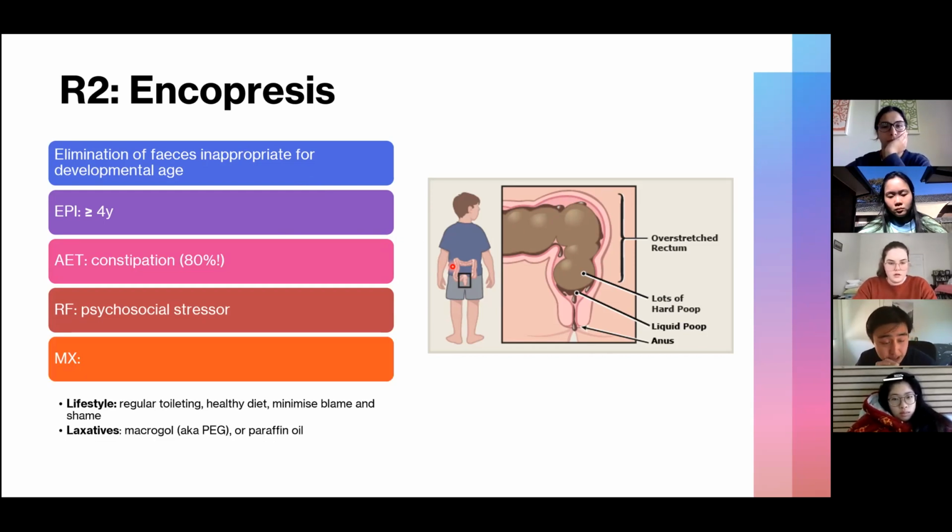And in terms of management, you have two avenues. You have your lifestyle management, so ensuring they go to the toilet regularly so they don't get constipated. And also you have your laxatives. These include your macrogol and your paraffin oil, which is a lubricant.